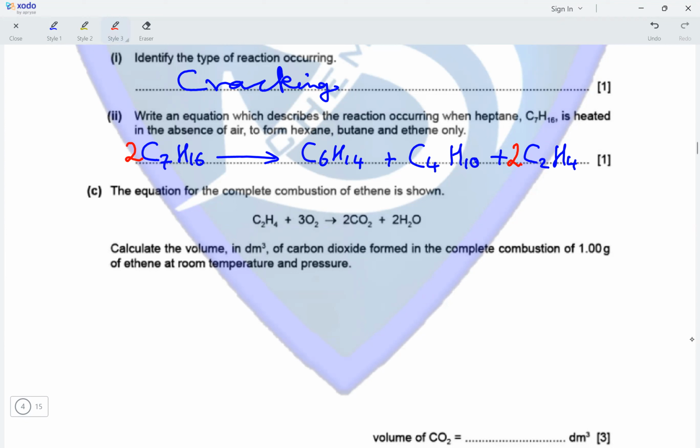So 2 moles of heptane when cracked produces 1 mole of C6H14, 1 mole of C4H10 and 2 moles of C2H4.